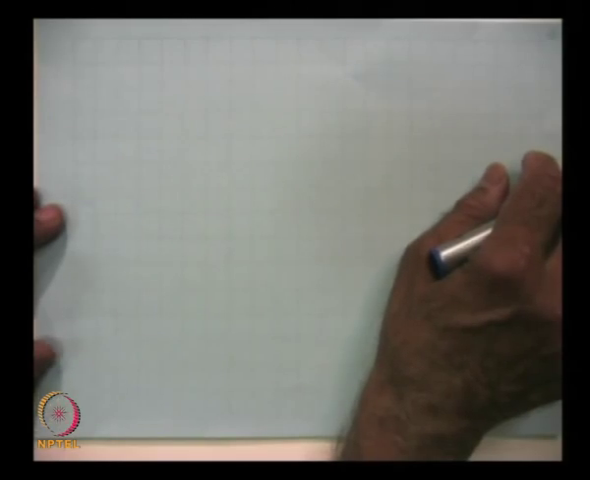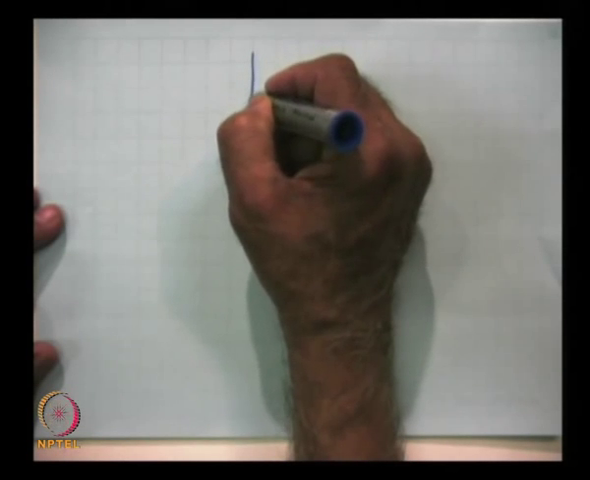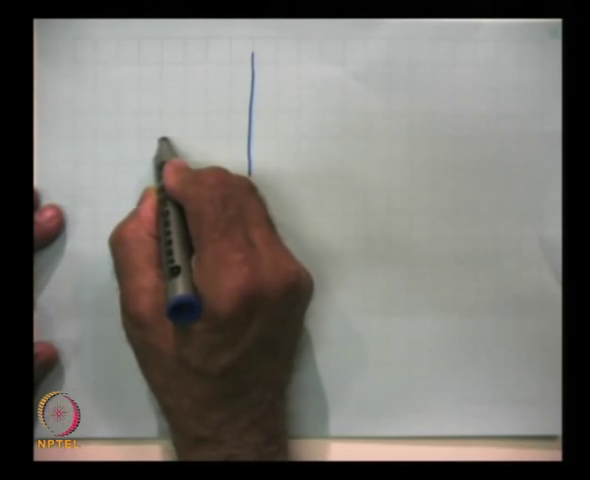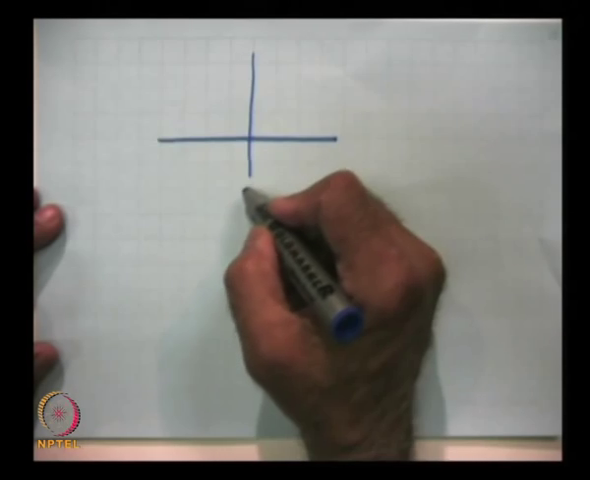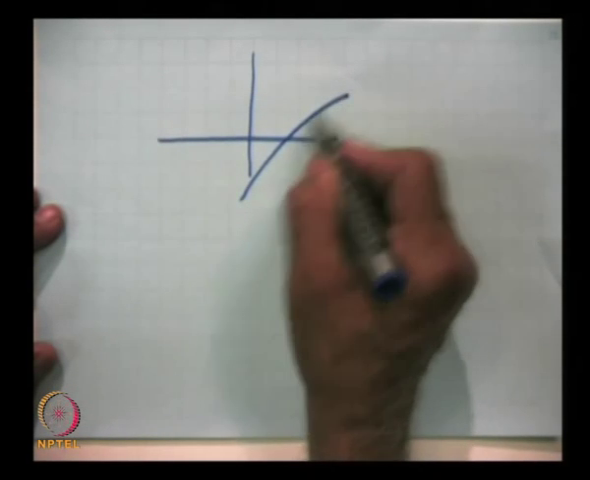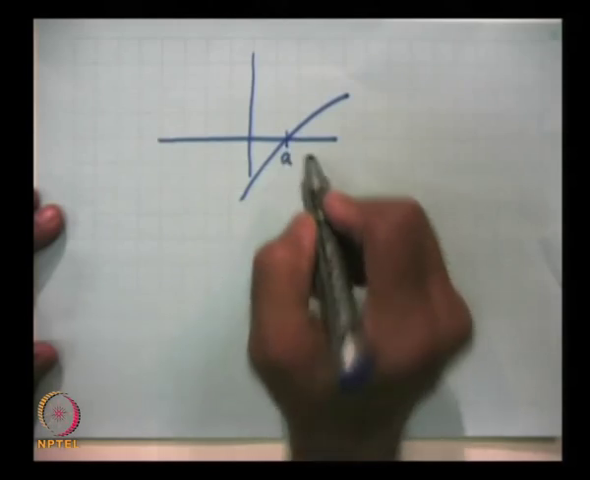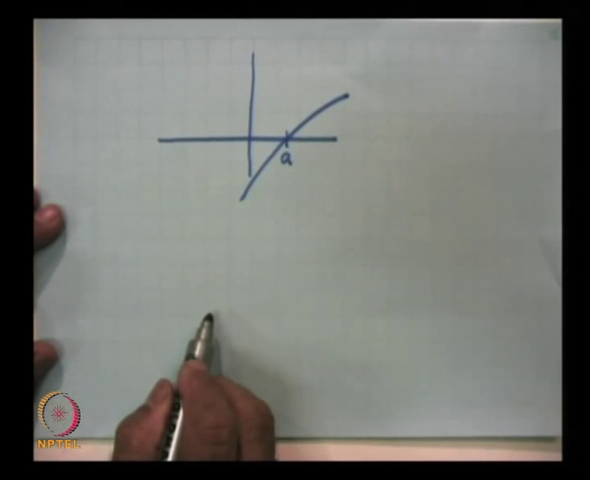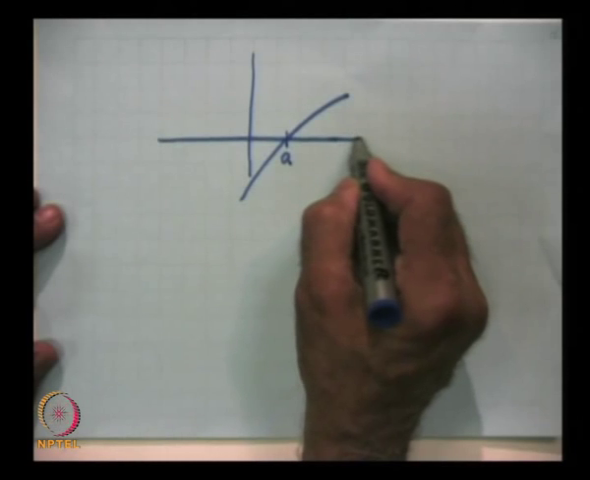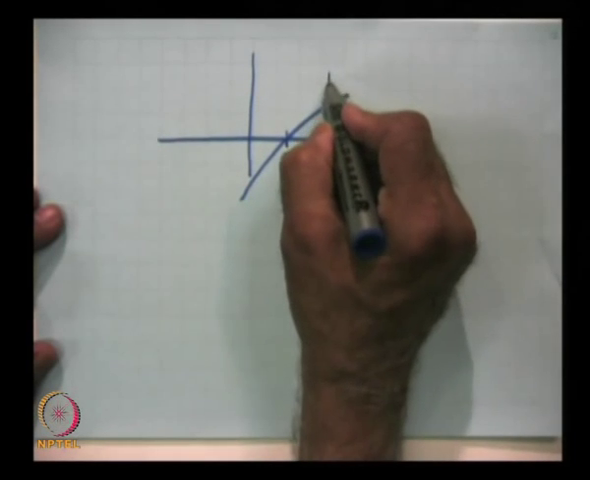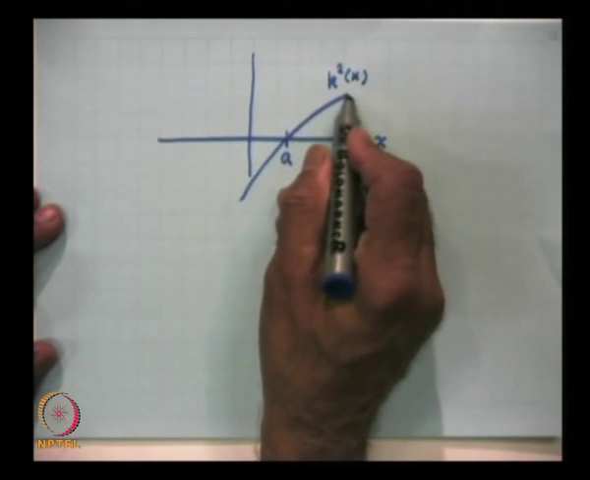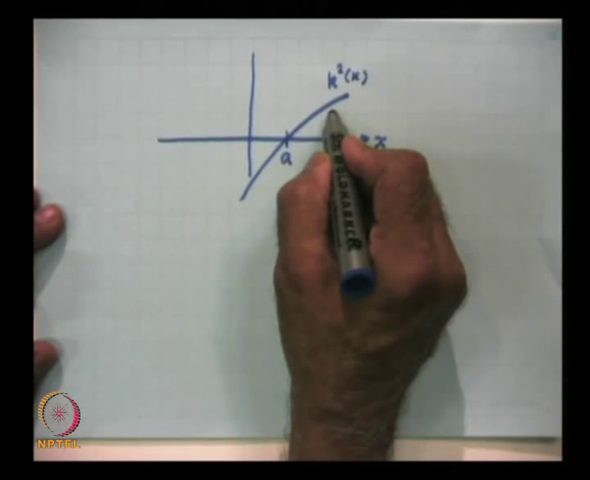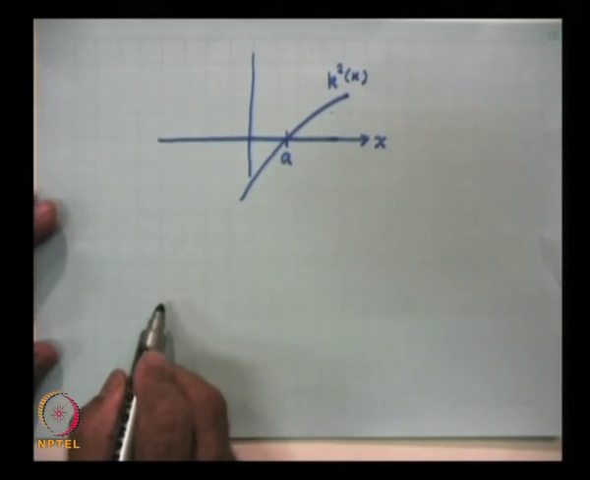So, let us consider the connection formula when the exponential solutions are to the left and oscillatory solutions are to the right. Let us suppose there is a turning point at x is equal to a. This is my x and this is k square of x. K square of x passes through 0, and it is positive on the right side. So, here you have oscillatory solutions, and here there is an exponential solution.